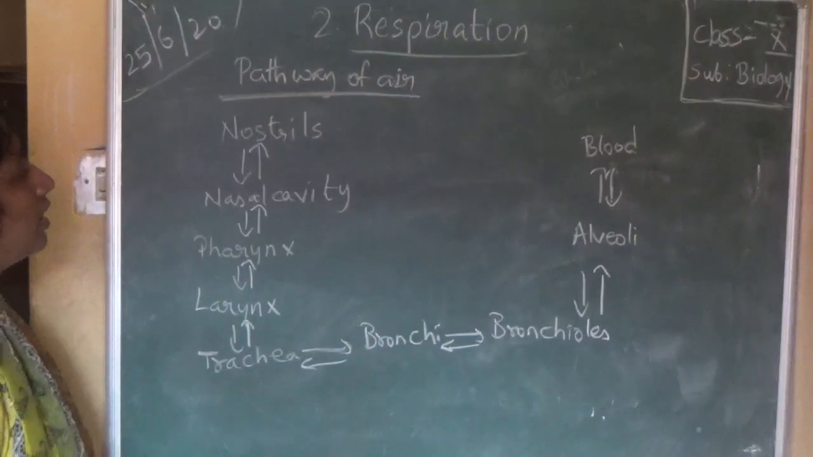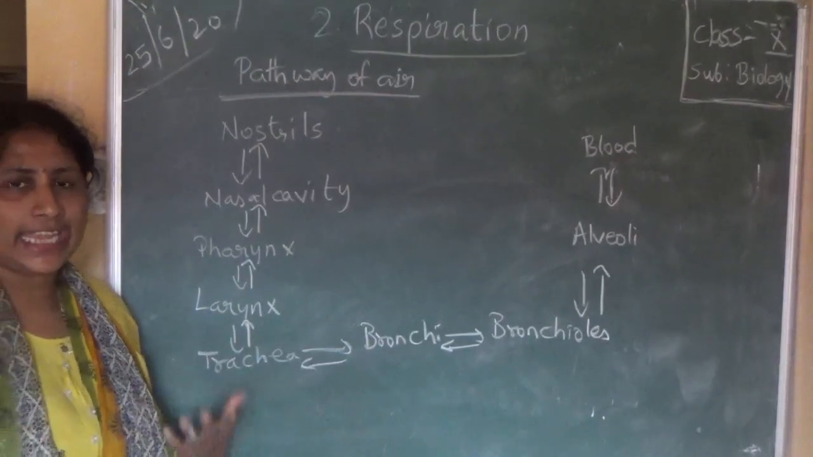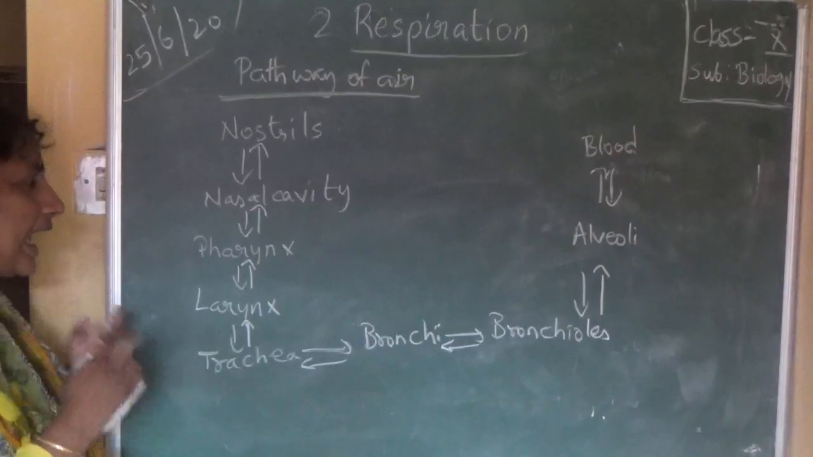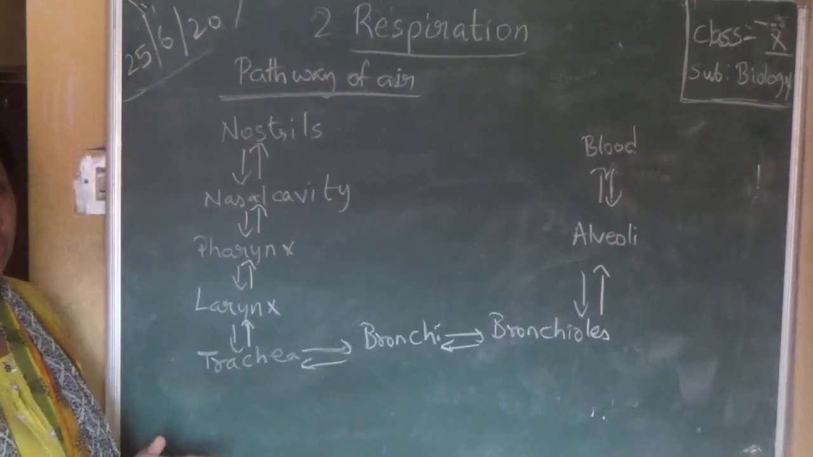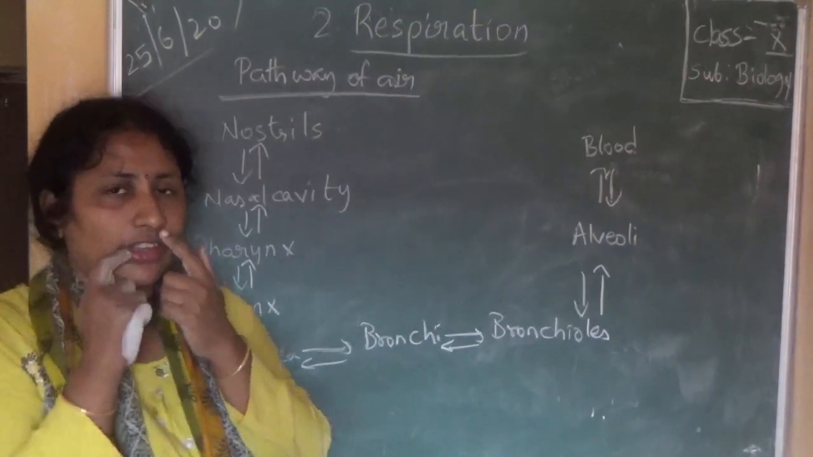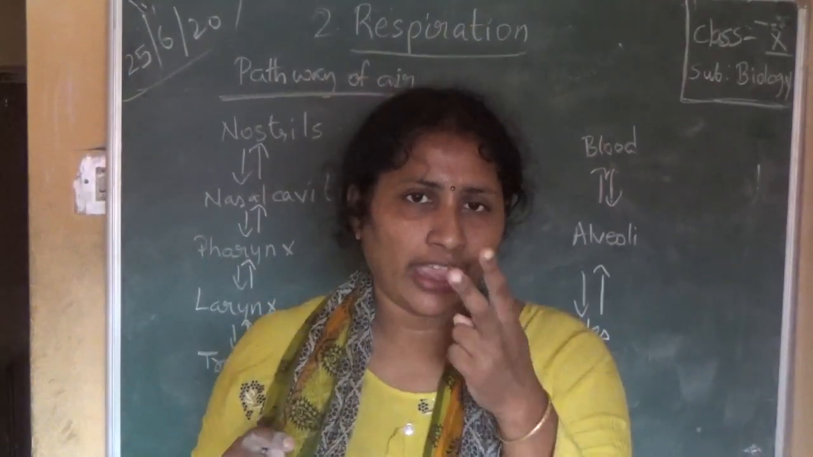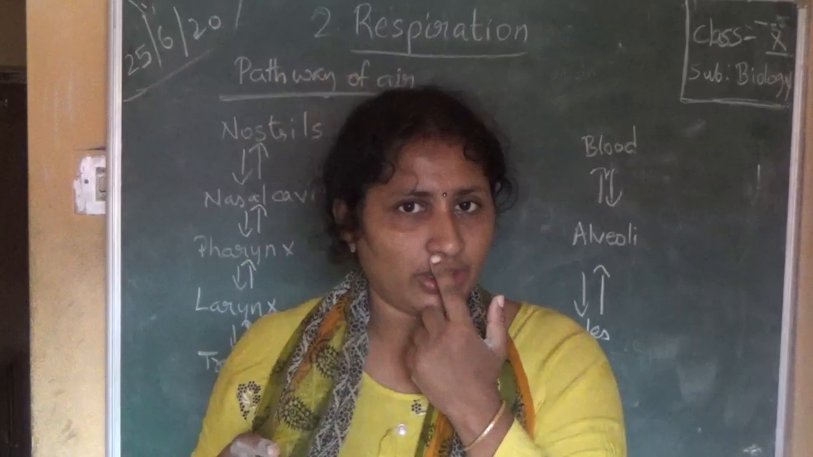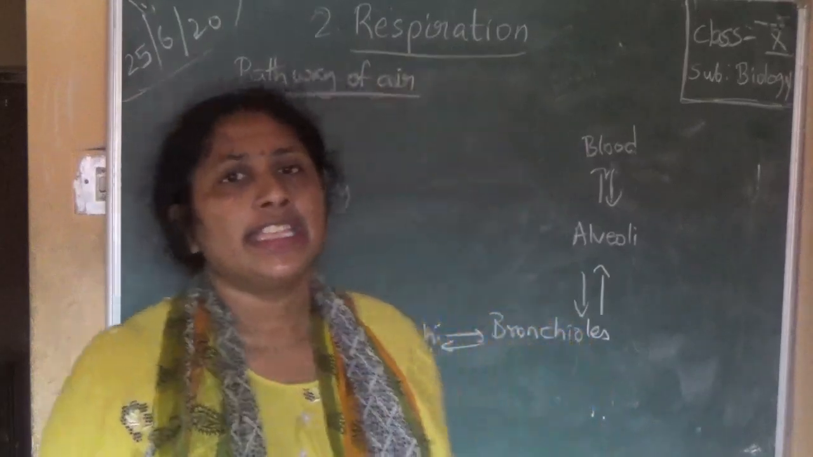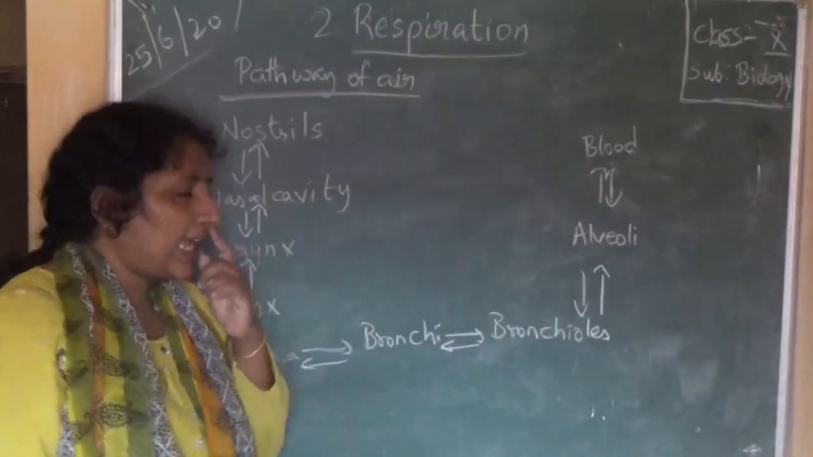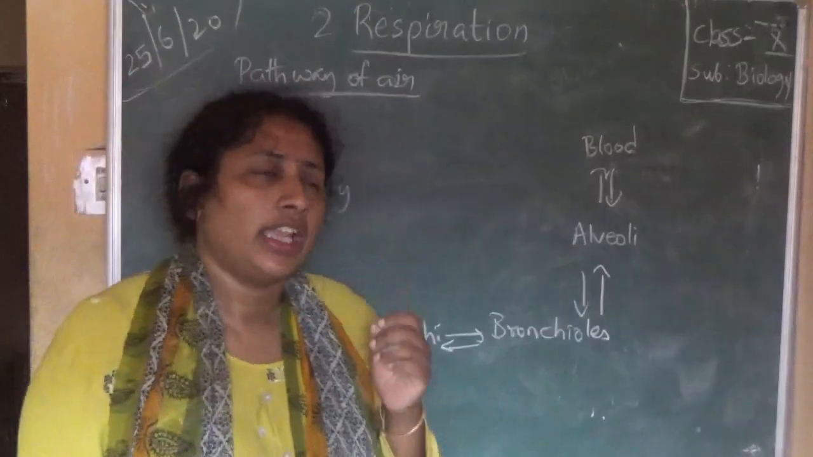So how does the air enter? The air enters through our nostrils, that is, through our nose. We have two nostrils. This one is our first nostril, and the next one is our second nostril. The air enters through the nostrils.